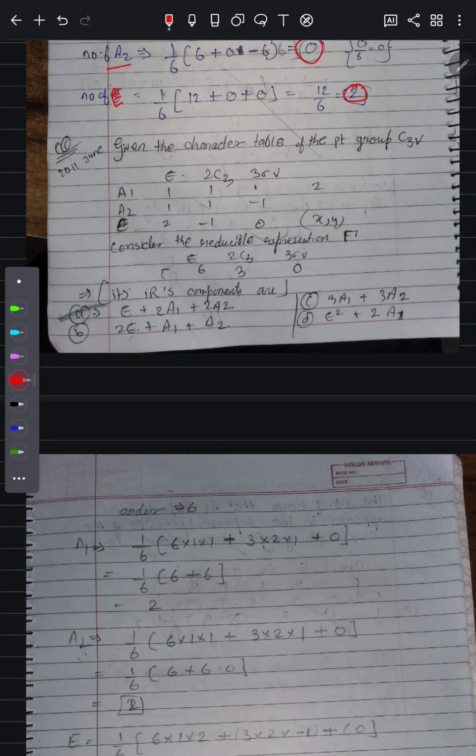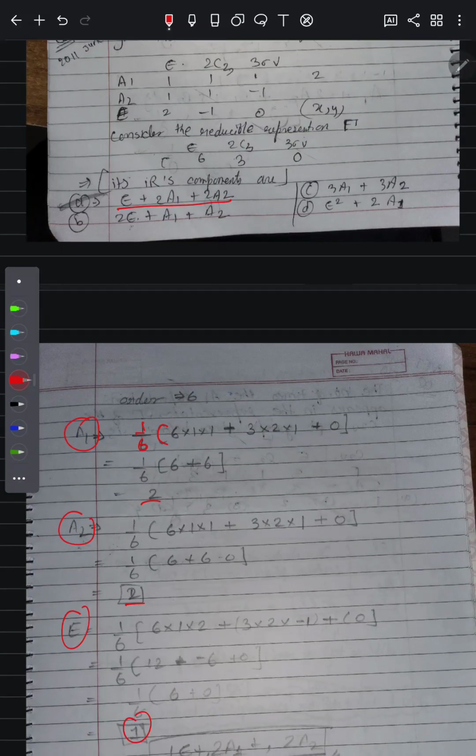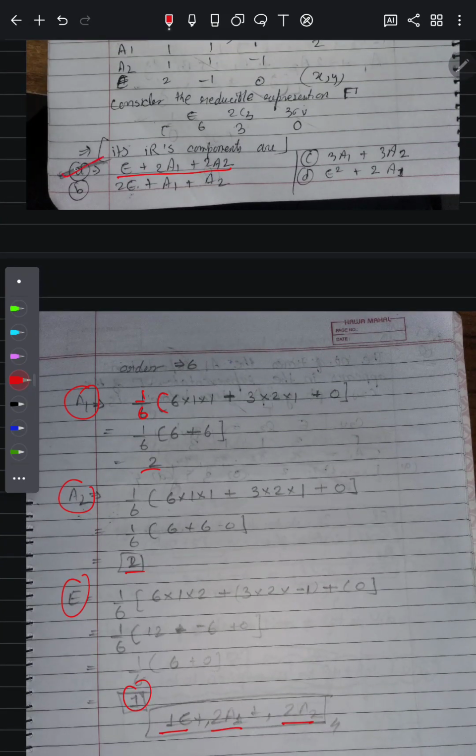Given the character table of the point group C3V, A1, A2, E, the values are given here. We need to calculate its irreducible representation again. For the calculation, we use the formula 1 upon order into, and putting all these values, we will get A1 2 and A2 2, and E it will be 1. So this is the final answer: 1E, 2A1 and 2A2.